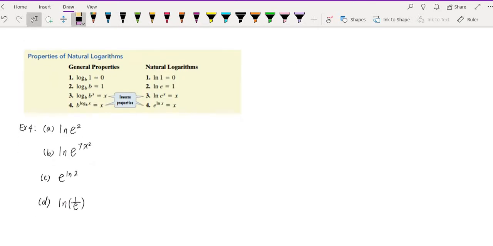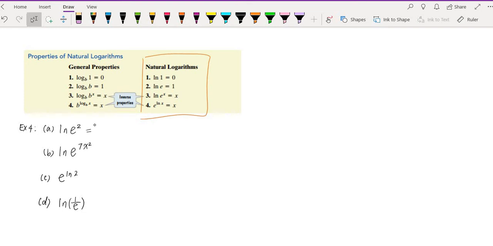Here we have the properties of natural logarithms. They also have a comparison to your general properties, so we're going to focus on this piece right here. Let's go ahead and look at Example 4, part A: natural log of e to the second power.